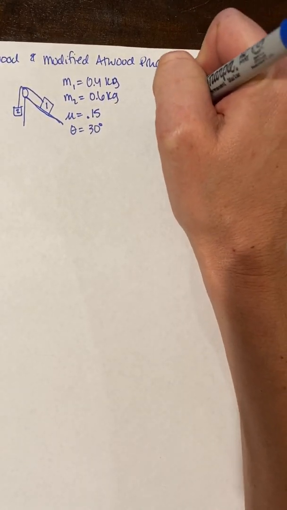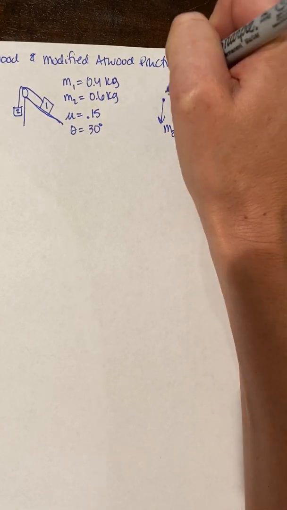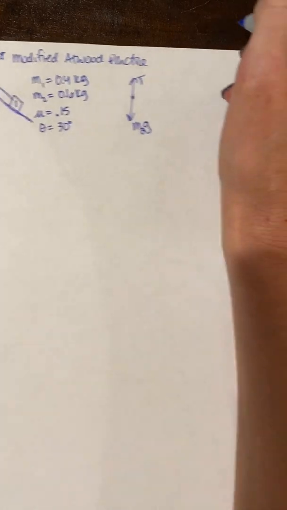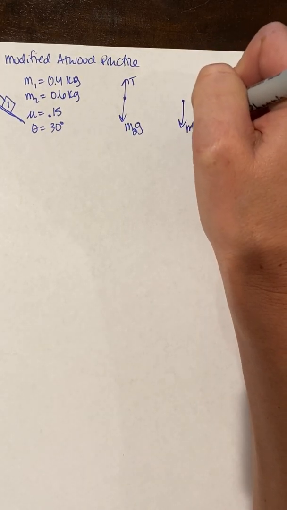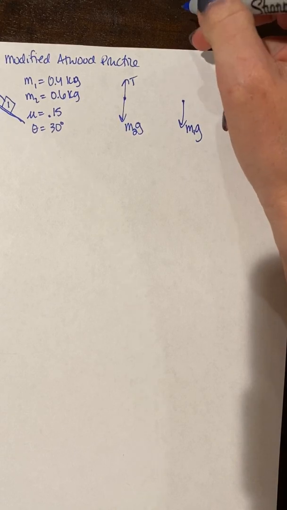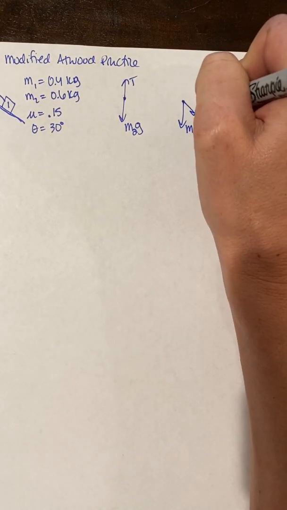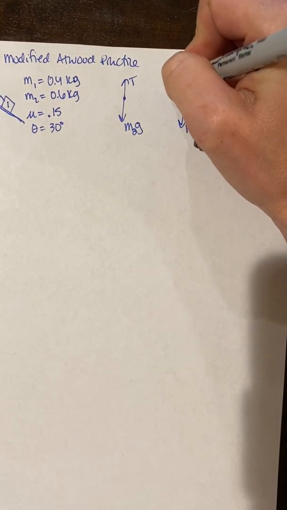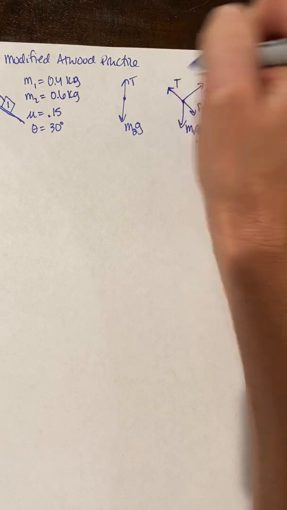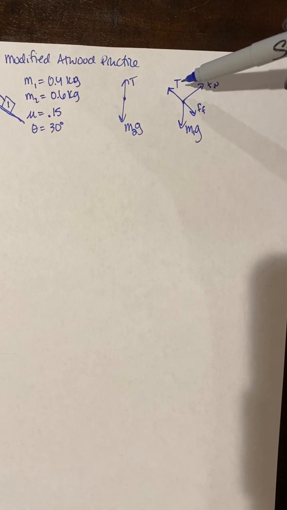So for M2, our free body diagram looks like this. For M1, our free body diagram looks like this. Tension. All right, so the tension is my action-reaction pair, so the tensions are going to be the same for both scenarios.